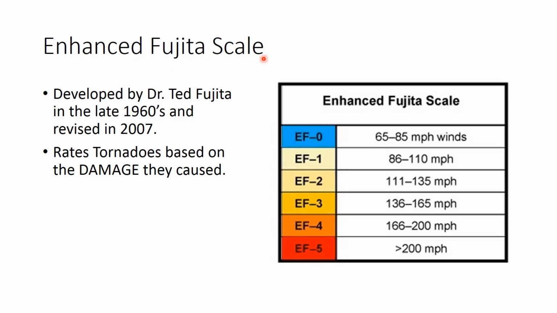The way that the Enhanced Fujita scale works is tornadoes are rated based on the damage they cause. If you're taking my online lecture class, I have pictures showing the different types of EF tornadoes and the damage they cause, but I'll just give you the 30-second flyover here. An EF0 tornado, very little damage. An EF5 tornado, total destruction.